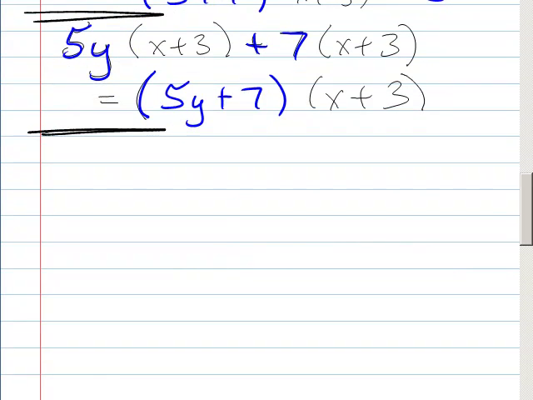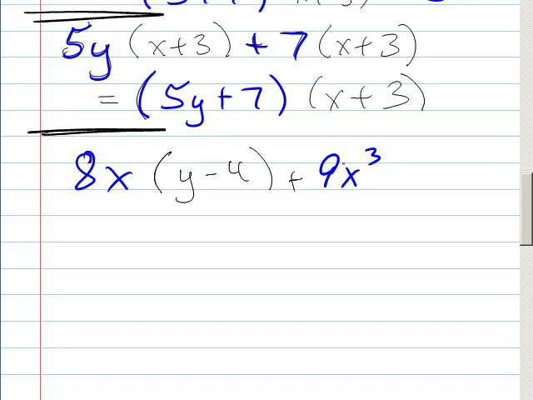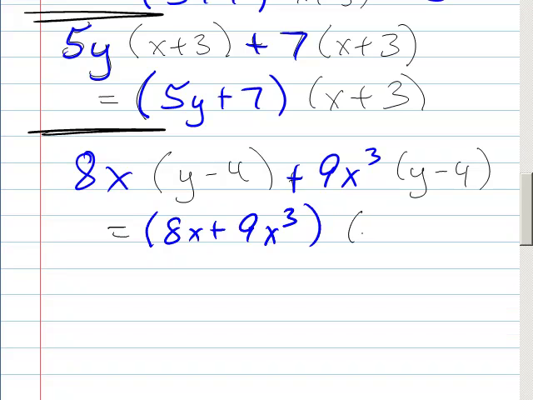So a couple more examples. Say we had 8x times y minus 4. And then we had 9x cubed times y minus 4. So again, we have 8x of somethings plus 9x cubes of somethings. So that means ultimately we're going to have 8x plus 9x cubed of something. Okay, 8x of something plus 9x cubed of something is 8x plus 9x cubed of, again, something. If you have minus signs, all of those need to apply.